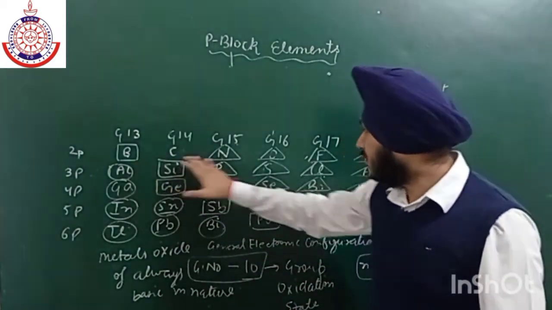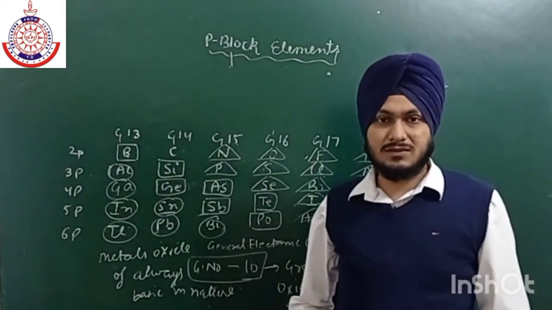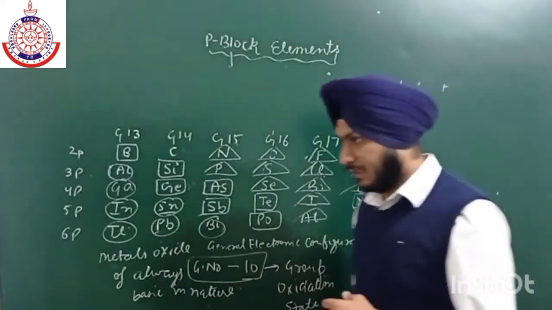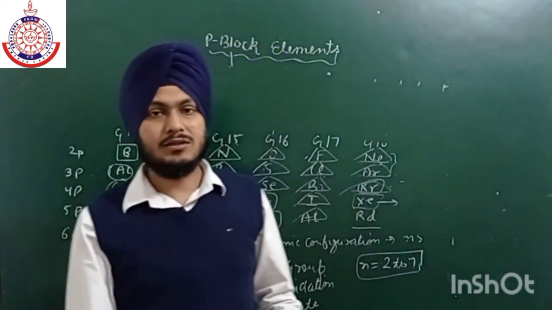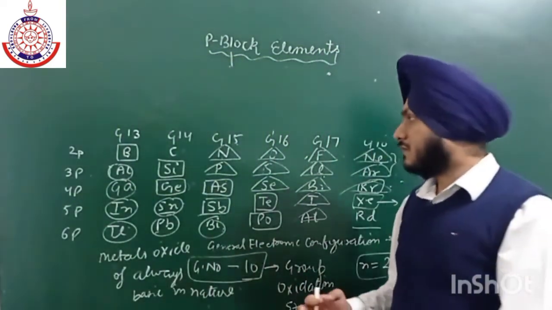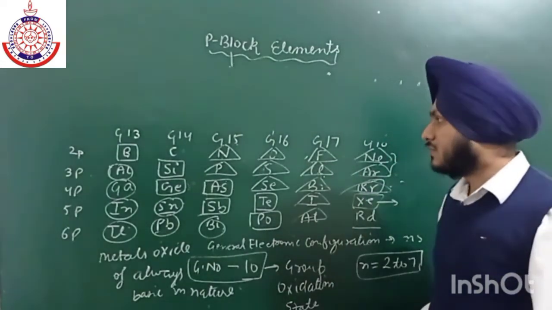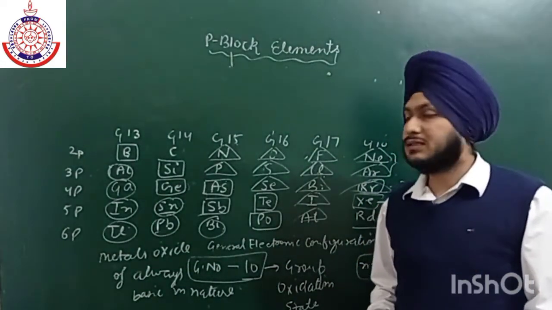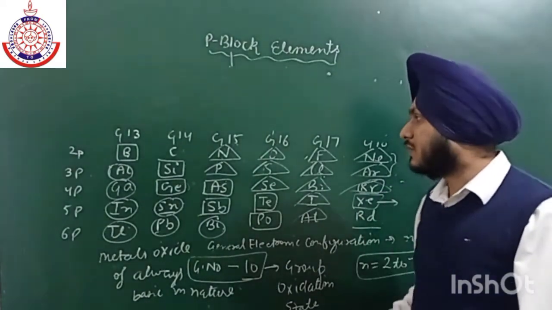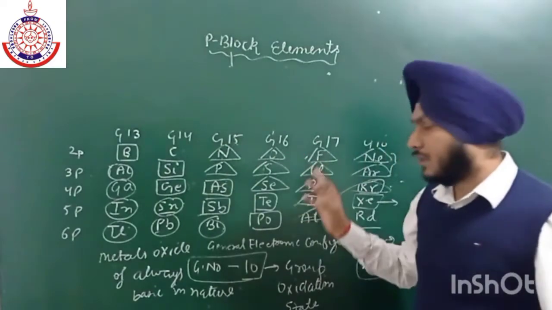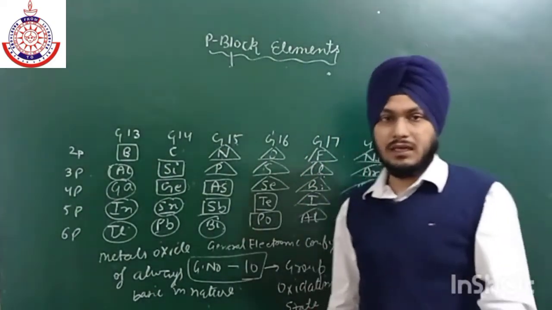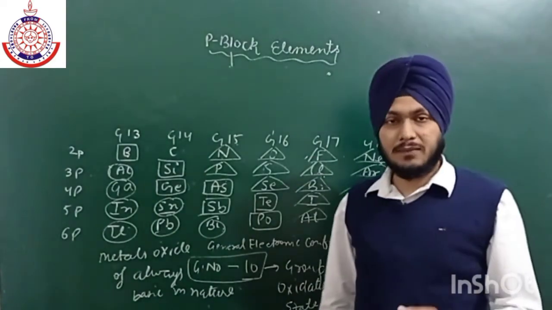Similarly, all these first elements have some different behavior because of their small size, their electronegativity value, their ionization energy value. That is, there is a large difference between these values. And the most important thing is they don't have vacant d orbitals. Write it in your notebook that they don't have vacant d orbitals. That is why their covalency is limited. They will not show covalency above 4.